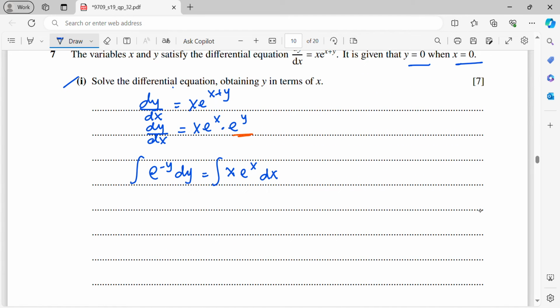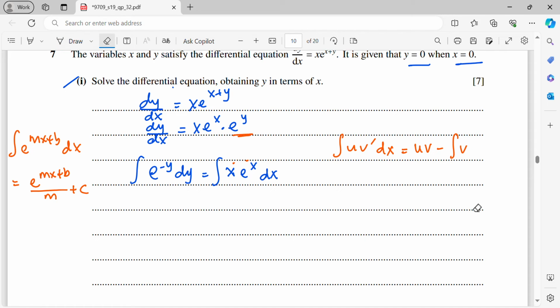Now for the exponential integration, to integrate e^(mx+b) dx, you just need to rewrite the exponential function. Differentiating mx plus b, it will be over m and then followed by plus c. But for the right hand side, since you have 2 terms here, this is going to be integration by parts. So integral of u v prime dx equals uv minus integral of v u prime dx. This is integration by parts.